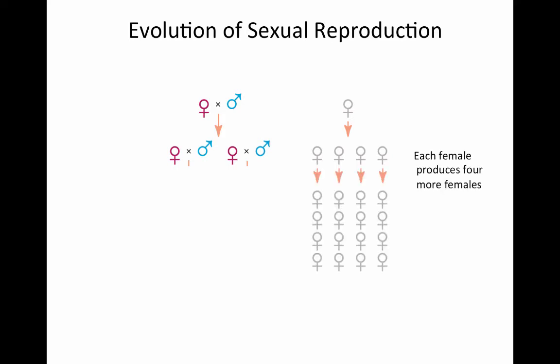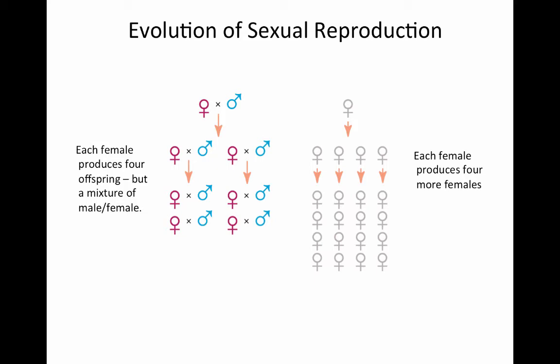Each female produces 4 more females in the asexually reproducing one, so each of these 4 females produces 4 more genetically identical females. Whereas if we look at the sexually reproducing females, each female produces 4 offspring, but it's a mixture of male and female. So in the next generation, this female is going to produce 4 with some other male. This looks like a cross between siblings, but it doesn't necessarily have to be. This male is going to go off and mate with another female. So the 4 produced by this female is a mixture of males and females again.